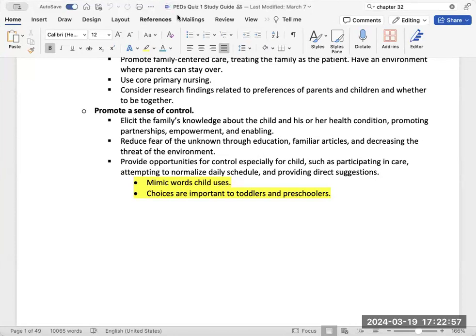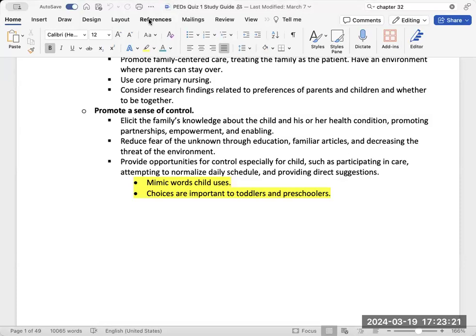We also want to reduce fear of the unknown through education, and decreasing threats in the environment. We want to make sure that we explain everything to them, and we want to provide opportunities of control, especially for the child, such as a way to participate in the care. Maybe ask a 3-year-old, do you want to hold this? Like if you gave them a little prick, or maybe tell them, hey, do you want to put the band-aid on, things like that.